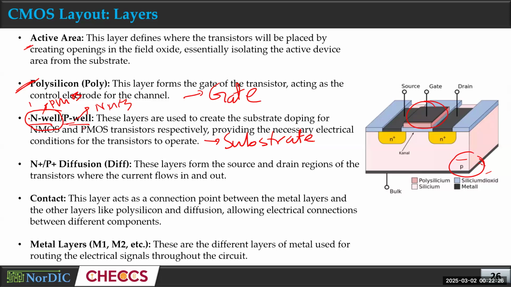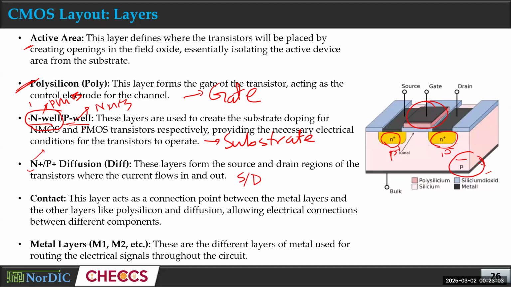And then we have this N plus, P plus diffusion. From the name, you can understand where we'll use that. Can anyone tell me where this N plus, P plus diffusion will be used? Like which part of the transistor? Source and drain, exactly. For NMOS, we have N plus source and drain, right? So for NMOS, we will use this N plus diffusion. And similarly for PMOS, we'll have P plus source and drain. So we'll use this P plus diffusion for PMOS source and drain. Okay, so this is for source and drain.